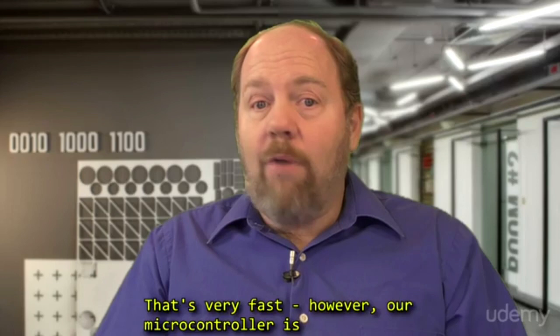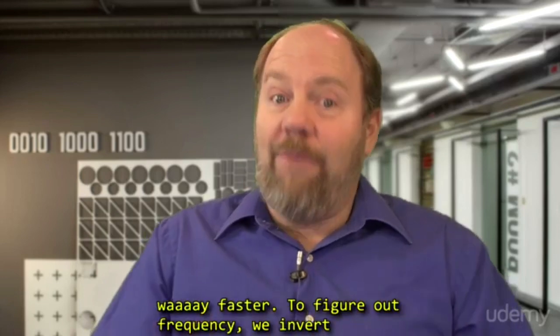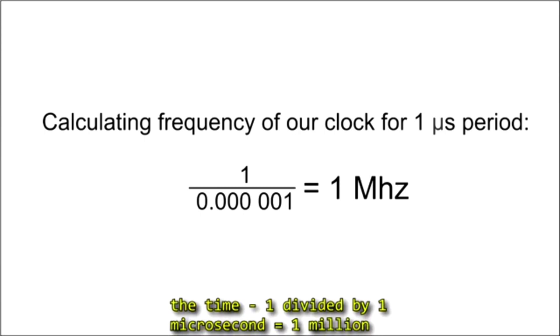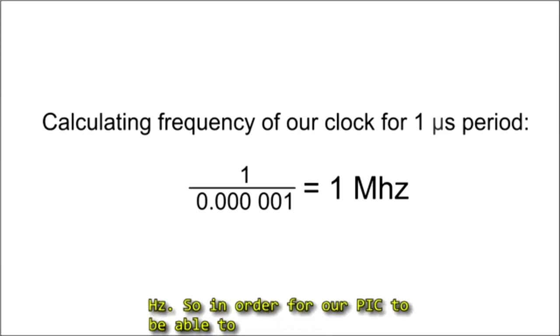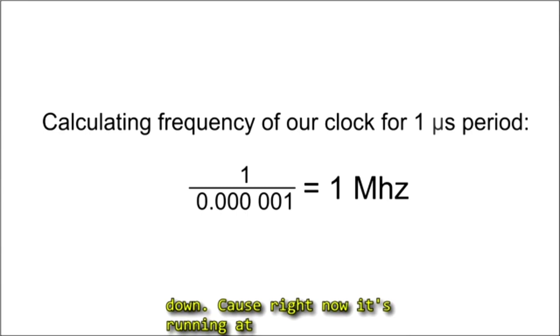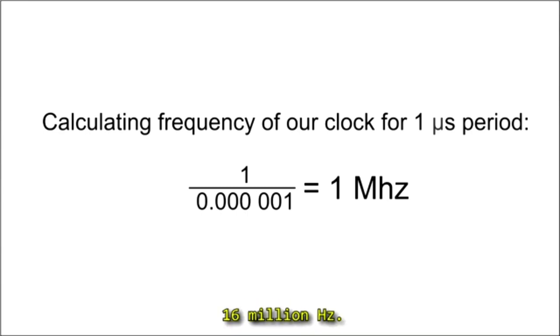Now, that's very fast. However, our microcontroller is way faster. To figure out frequency, we invert the time. 1 divided by 1 microsecond equals 1 million hertz. So in order for our PIC to be able to communicate with our LCD display, we got to slow it down. Because right now, it's running at 16 million hertz.